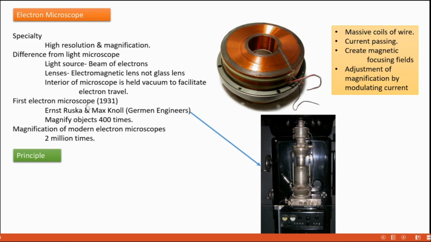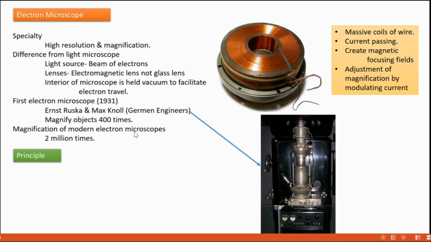Then the first electron microscope was invented in 1931 by Ernest Ruska and Max Knoll. They are German engineers. This is the picture of the first electron microscope. But its magnification power is only 400 times the original size of the object. 400 times, when compared with the magnification power of electron microscope, is very less.